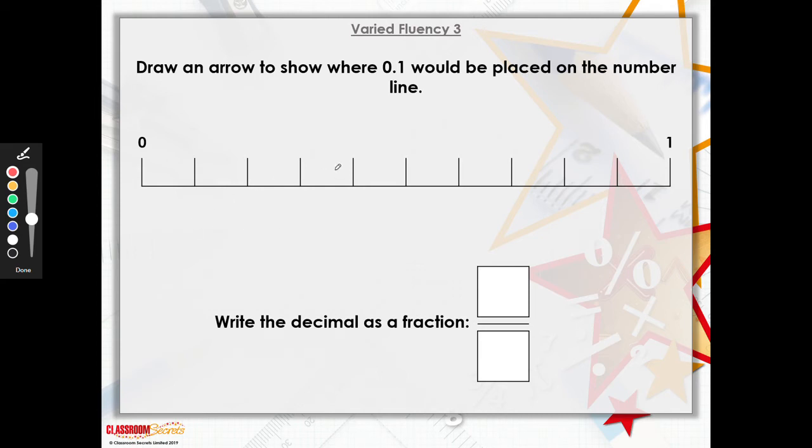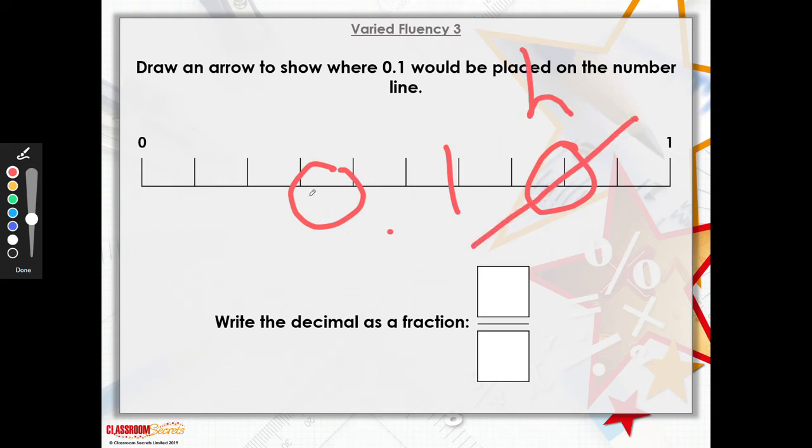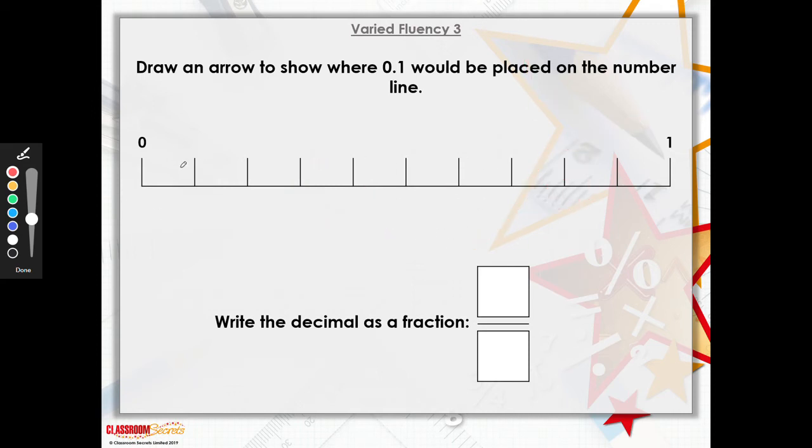Because if I had 0.10, you're just telling me you have no hundredths, and you don't have to worry about those. It's still 0.1, and that's back here. So that's why it's 0.9 and then 1. So 0.1 would actually go here. Let's find out if we're right. Well done. 0.1 goes there on the number line, and the decimal as a fraction is 1/10.